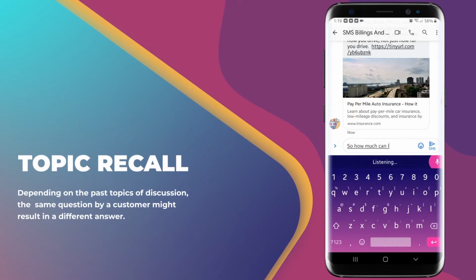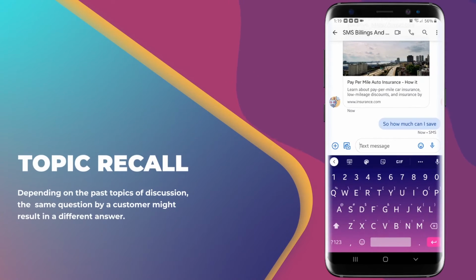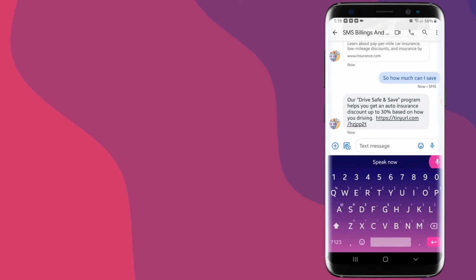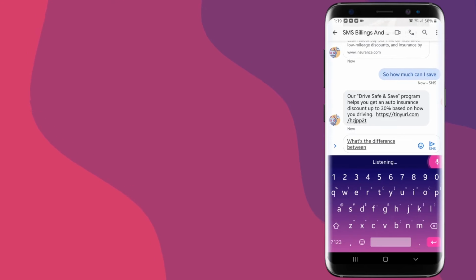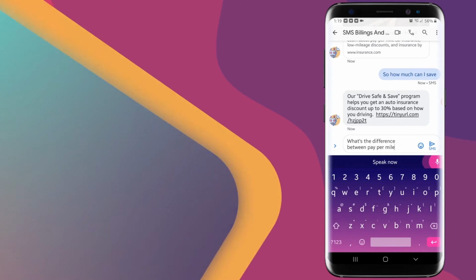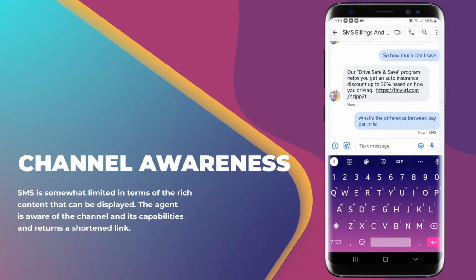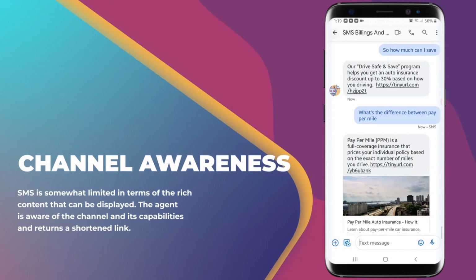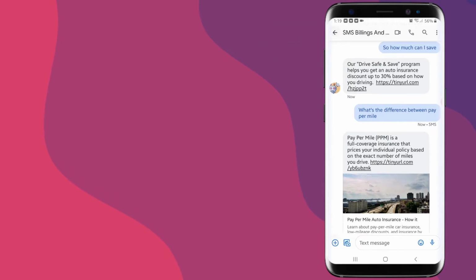The agent can be surfaced through numerous channels. In this case, the conversation is happening over SMS and the response is tailored to fit in with the relative capabilities of what can be shown in that channel. So what we're seeing here is a shortened URL, and the answer is a little bit shorter than it otherwise might be on a web chat equivalent.